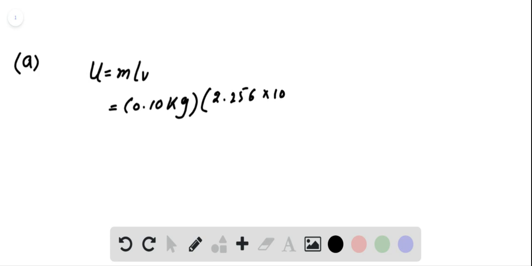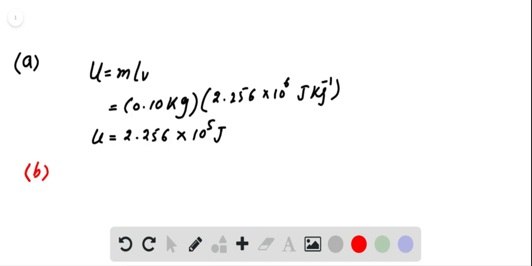The thermal energy needed to convert water into steam at 100 degrees Celsius can be calculated by using the relation: thermal energy equals mass of water times latent heat of vaporization. So here, the mass of water is 0.10 kilogram, times the latent heat of vaporization for water, which is 2.256 times 10 to the power 6 joule per kilogram. This gives us thermal energy needed equal to 2.256 times 10 to the power 5 joule.